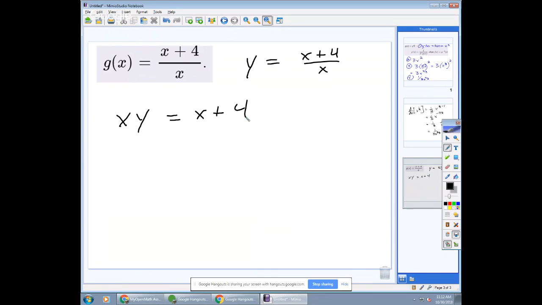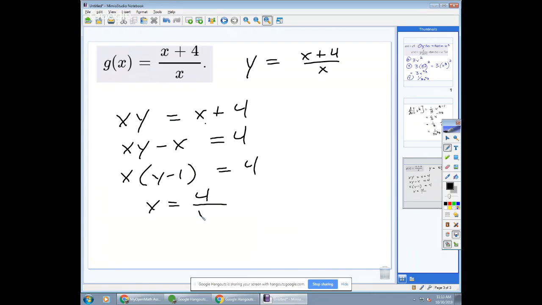I'm solving for x, so I need to collect the x's on one side. So I'm going to subtract that x over, and xy minus x equals 4, sorry. Now there's too many x's here. Agreed? What can I do? Factor. If I pull an x out, I get y minus 1 as the other factor. And so now I can just divide by that.